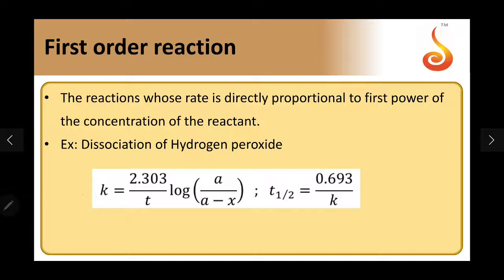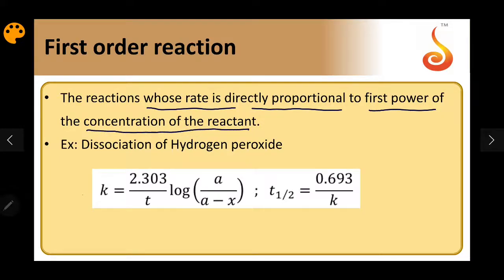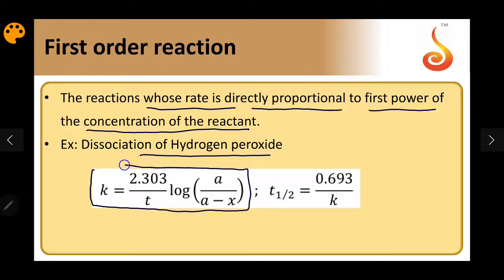First order reaction. The reaction whose rate is directly proportional to first power of concentration of the reactant is called as first order reaction. The dissociation of hydrogen peroxide is an example for that, and the K expression we can write here. K is equal to 2.303 by T into log of A by A minus X, where A is the initial concentration and A minus X is the concentration of reactant at any time T, and T half is 0.693 by K, and we can see T half is independent of initial concentration.